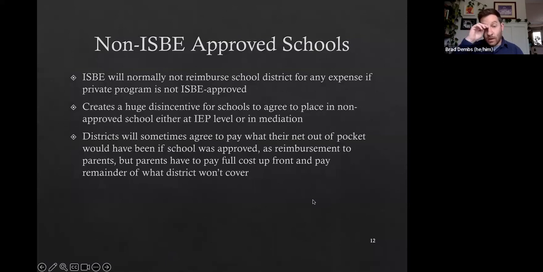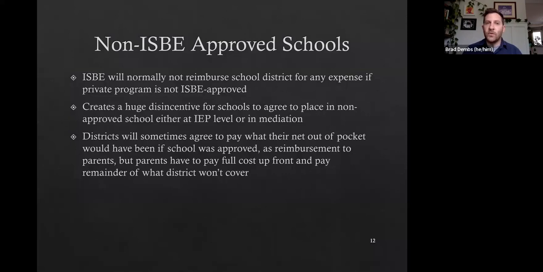And we'll get into some slides here that describe recent changes to ISB rules to account for the fact that there's been a lack of appropriate ISB approved placements over the past few years. ISB approval is a process by which the State Board of Education reviews a particular private school's credentials and curriculum and programming and determines whether it will be on the state's approved list or not.